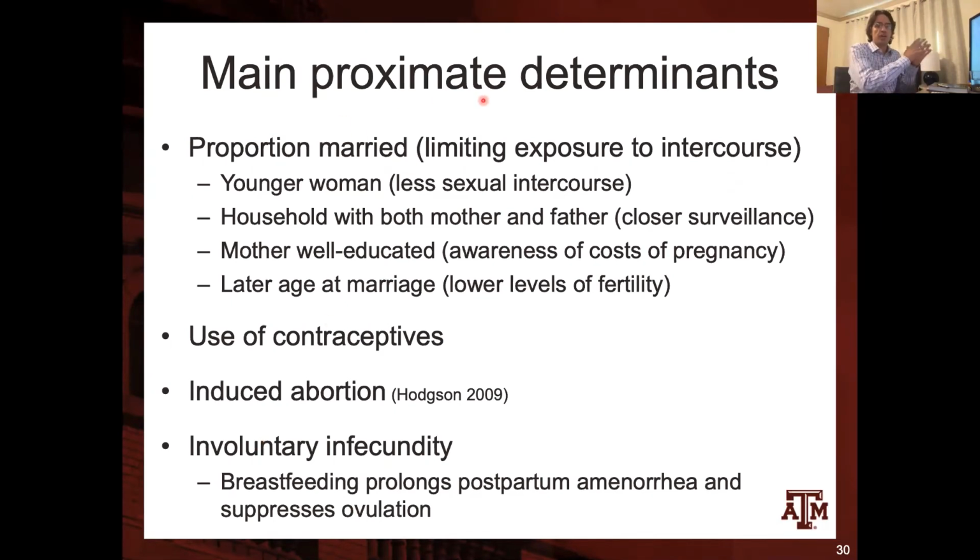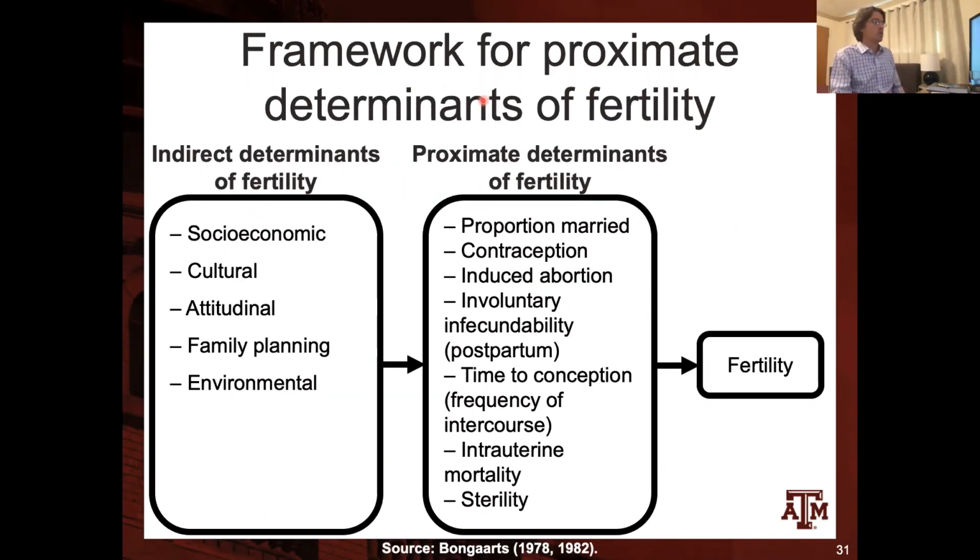So he's just simplifying, getting from the 11, going to the 7, and now into the 4. So just simplifying our model, we have a series of indirect determinants of fertility, which are socioeconomic, cultural, attitudinal, family planning, environmental characteristics of our society. They influence these 7 proximate determinants of fertility: proportion married, contraception, abortion, postpartum fecundability, time to conception, intrauterine mortality and sterility, and those influence fertility. But as Bongaarts said, the first 4 are the most important.